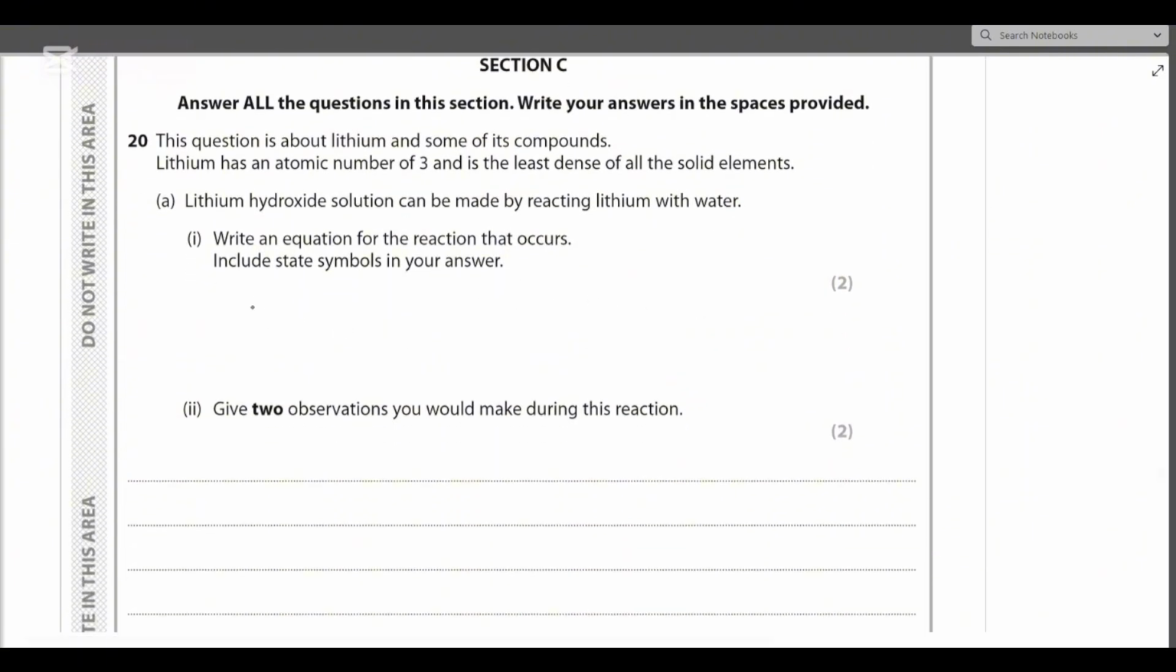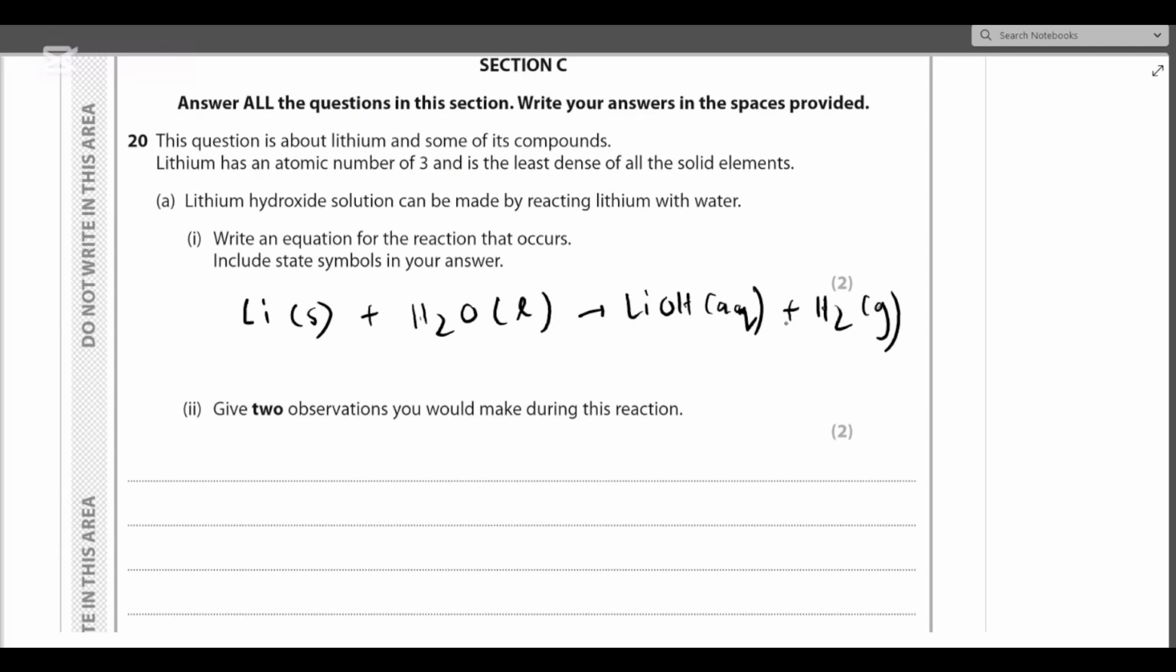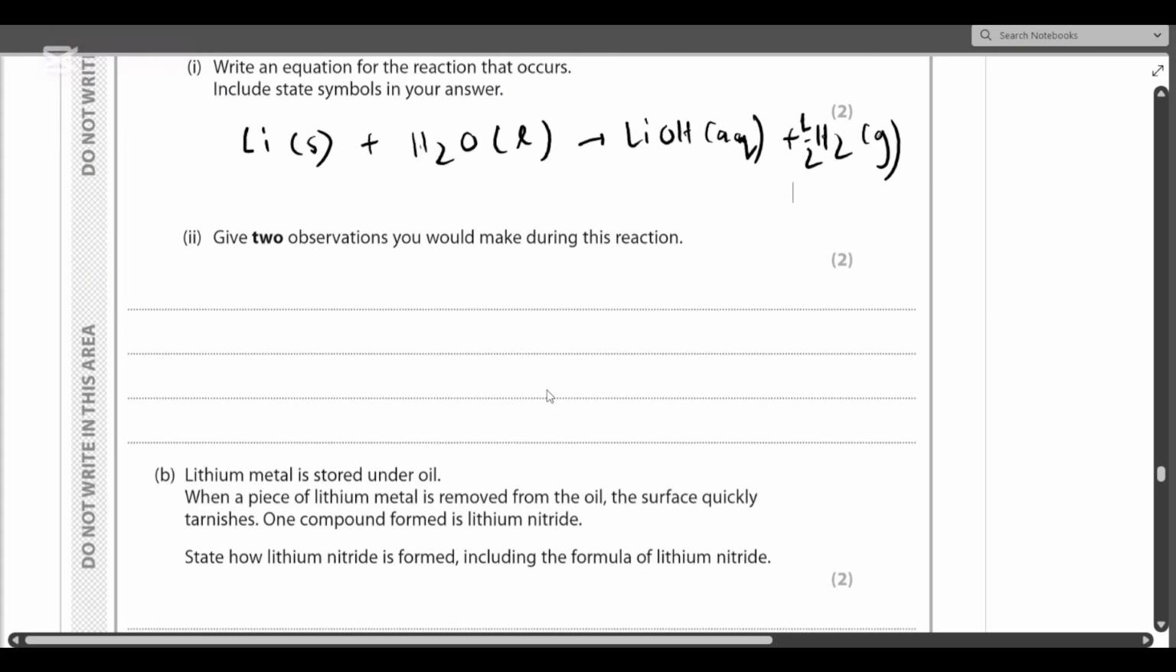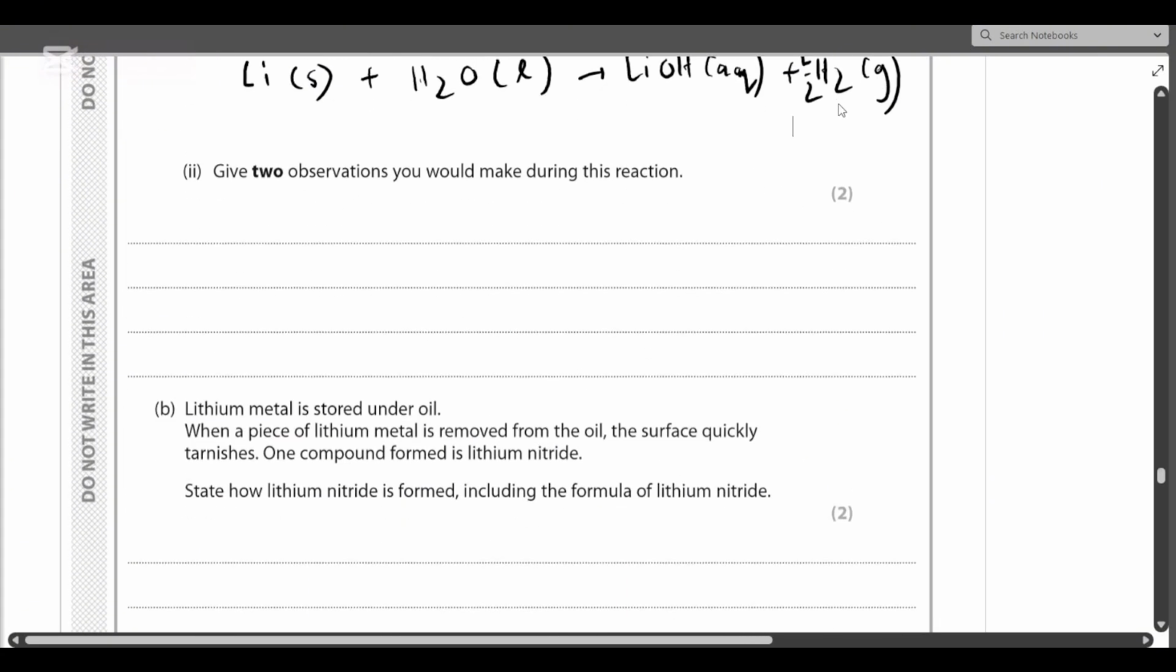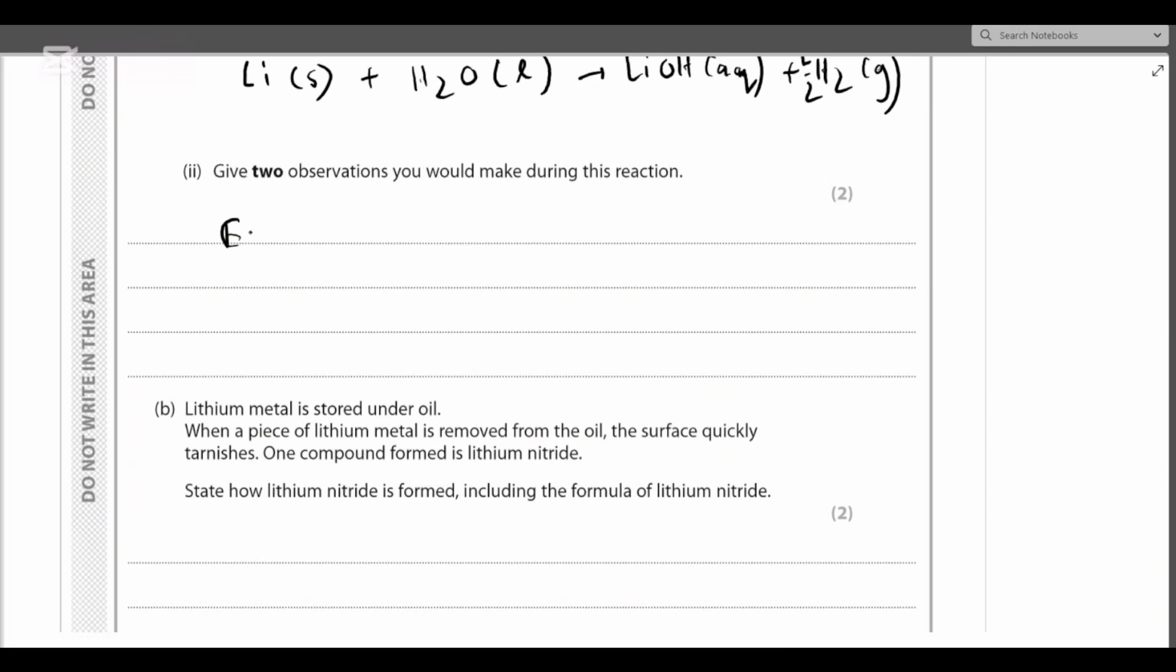Now that is pretty simple. Since they told us to include the state symbols, we just include that. With water, we get lithium hydroxide aqueous, and the only thing that's left is hydrogen gas down here. Obviously, we need to give a half in order to balance the whole thing. I'll give two observations. Now, since obviously hydrogen gas is produced, we can easily say that effervescence takes place. Effervescence basically means bubbles or fizzing.